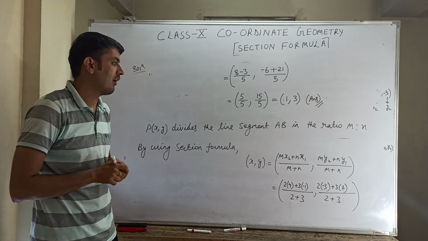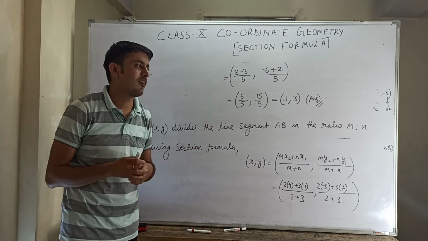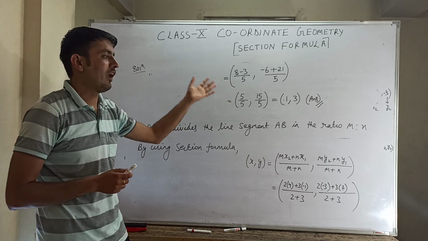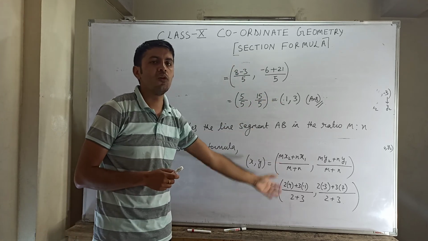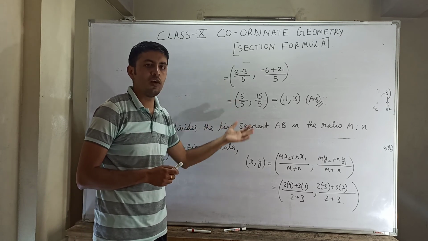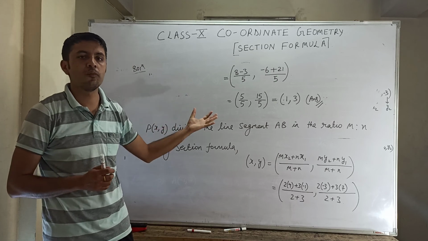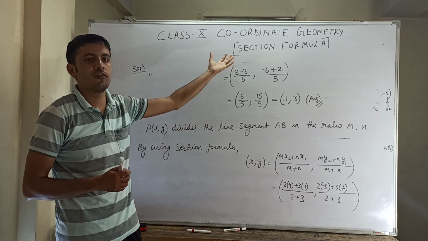Is that okay? Alright. So this is how you will find the point which divides your line segment AB in the ratio m is to n by using your section formula. So I will conclude my video here. In the next video, I will be discussing a new formula which is a part of the section formula only.